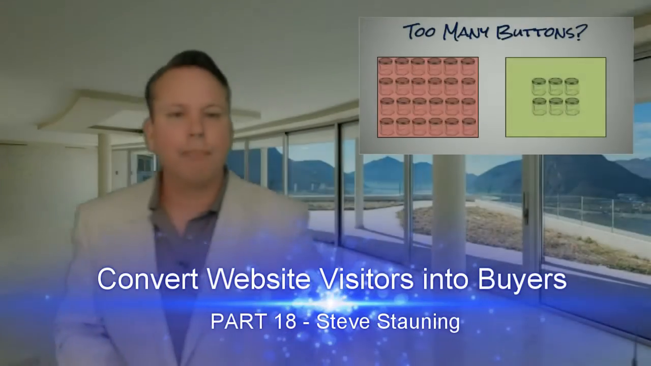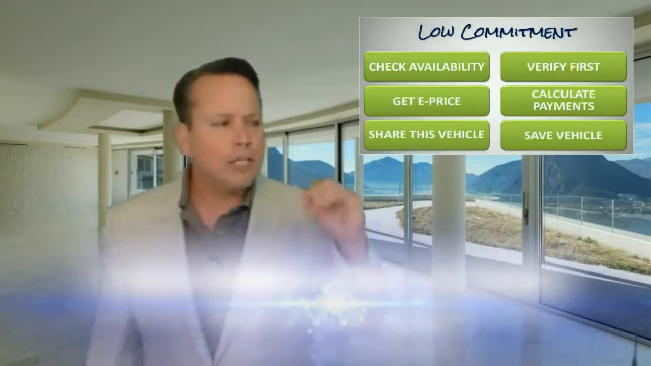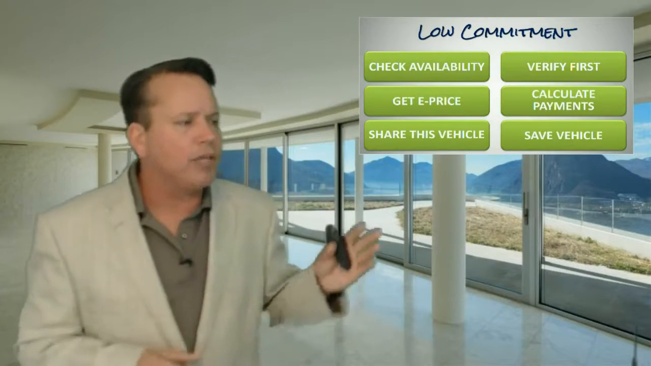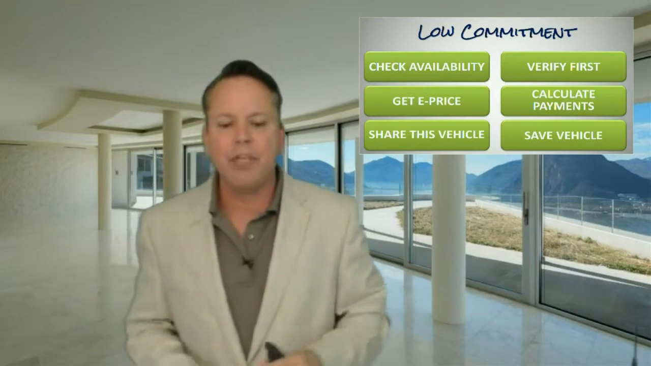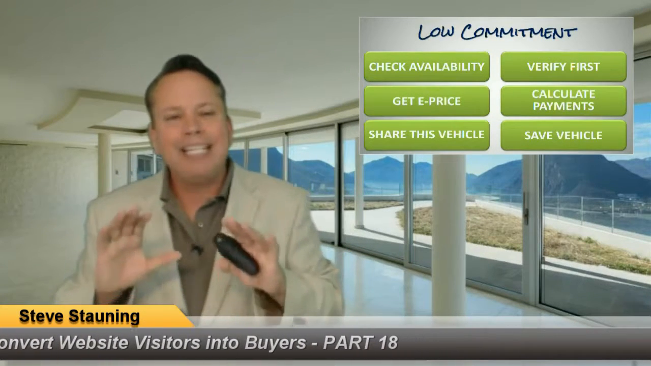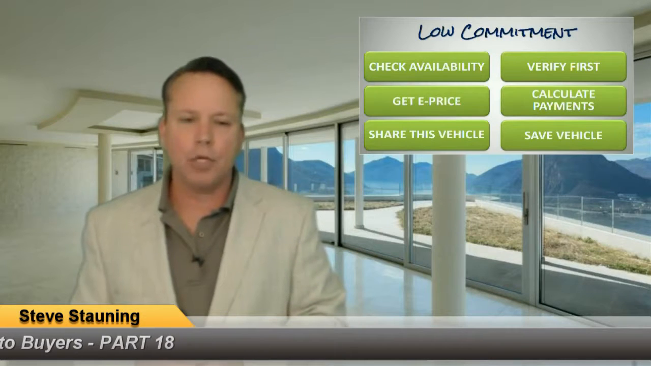All right, so let's talk about the button hierarchy. These are some low commitment buttons like check availability, get e-price, share this vehicle, verify first, calculate payments, save vehicle. The reason that these are low commitment buttons is because the consumer assumes that they're going to click a button and they're going to get information without having to give any personal information, okay?